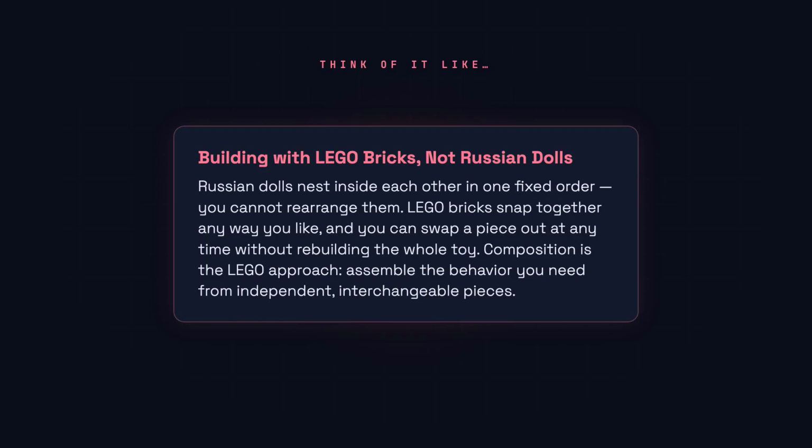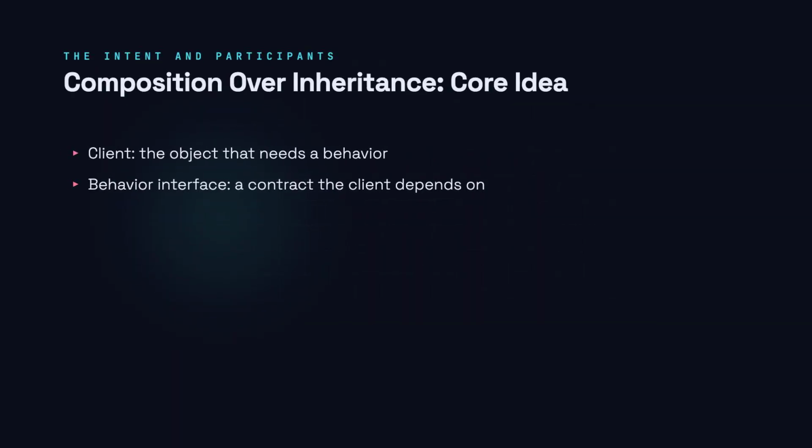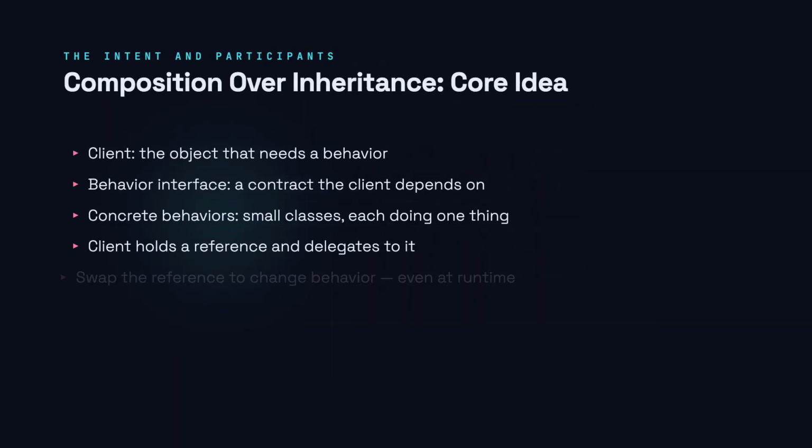Now, think about Lego bricks. Any brick can connect to any other, and you can pull one out and replace it with a different piece at any moment. Composition works exactly like Lego. Instead of locking behavior into a fixed parent-child chain, you snap together small focused pieces of behavior and swap them freely. The principle says, instead of inheriting an implementation, define an interface that describes the behavior you need, create separate classes that implement it, and give your object a reference to one of those classes.